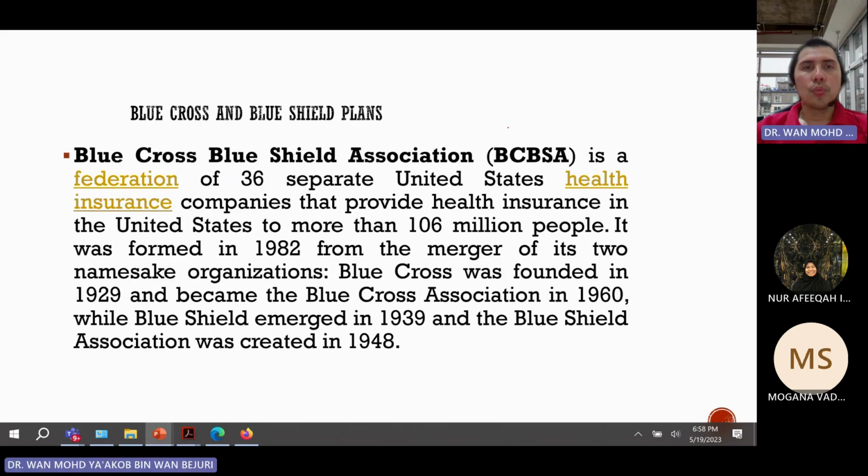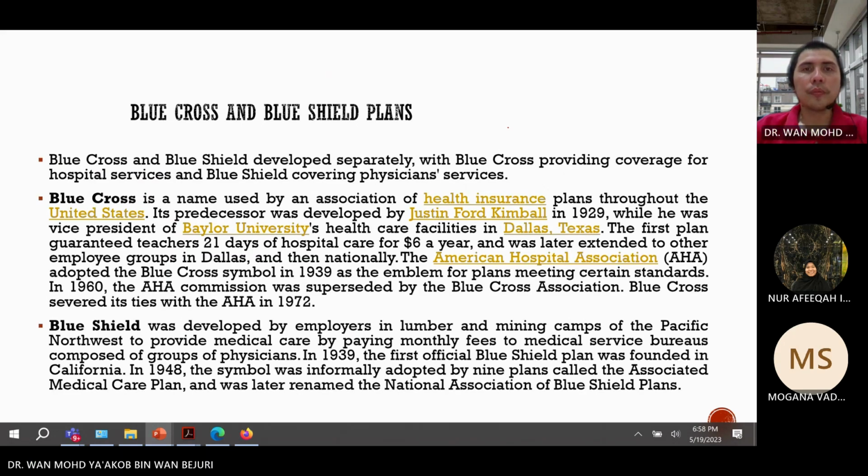Okay, so the Blue Cross Blue Shield Association. Basically, it's a federation of 36 separate United States health insurance companies that provide health insurance in the United States to more than 106 million people. It was formed in 1982 from the merger of its two namesake organizations, Blue Cross and Blue Shield. Blue Cross became an association in 1960, while Blue Shield emerged in 1969, and the Blue Shield Association was created in 1948. So this is the history of Blue Cross and Blue Shield.